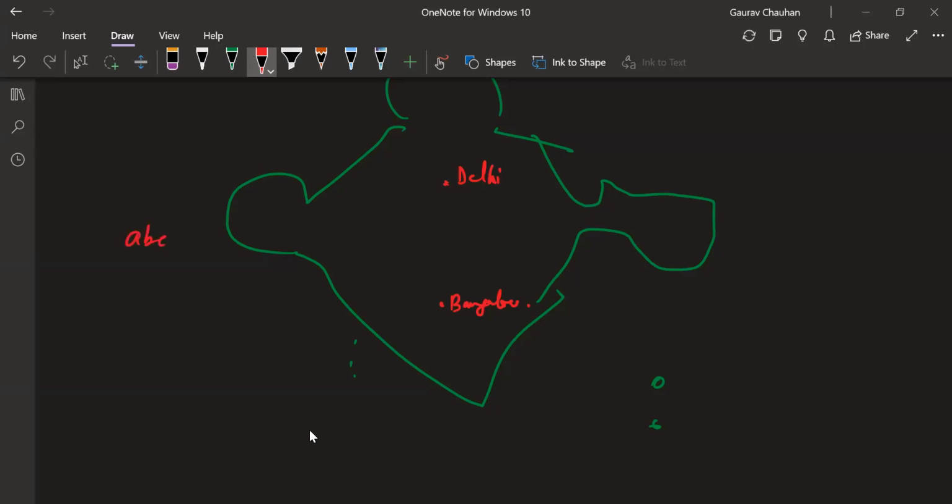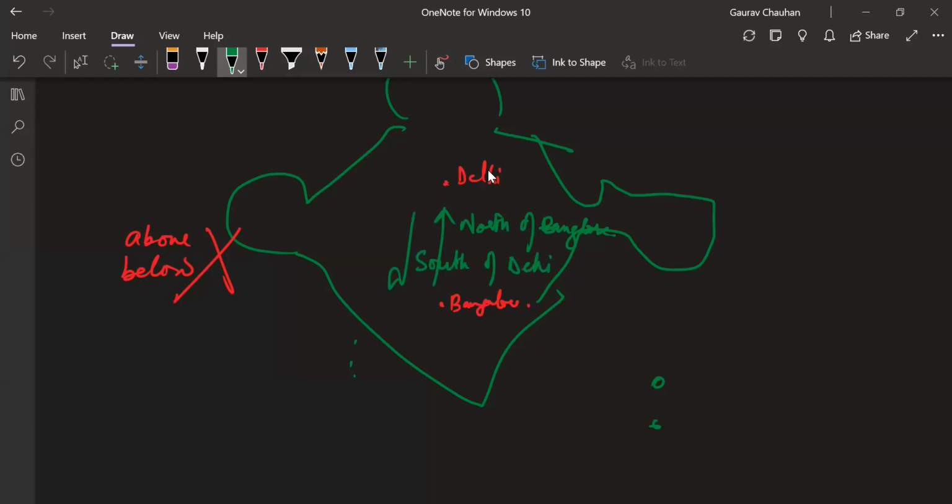The words above and below cannot be used in this case. MG is the only person who has responded very correctly. Delhi is north of Bangalore, and Bangalore is south of Delhi. The words above and below cannot be used at all in this case. Delhi is north of Bangalore. Bangalore is south of Delhi.